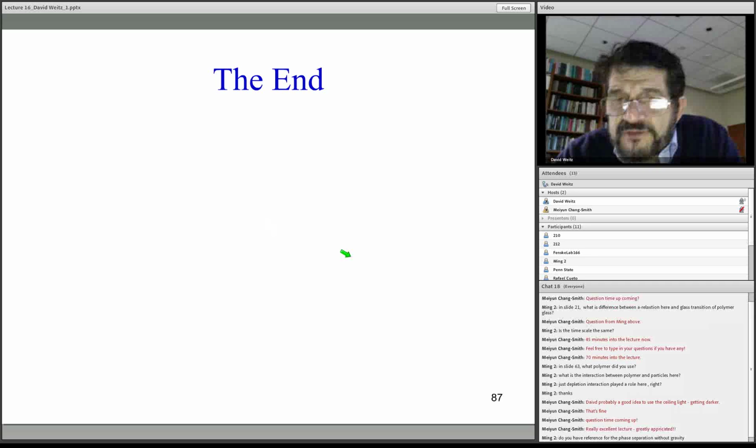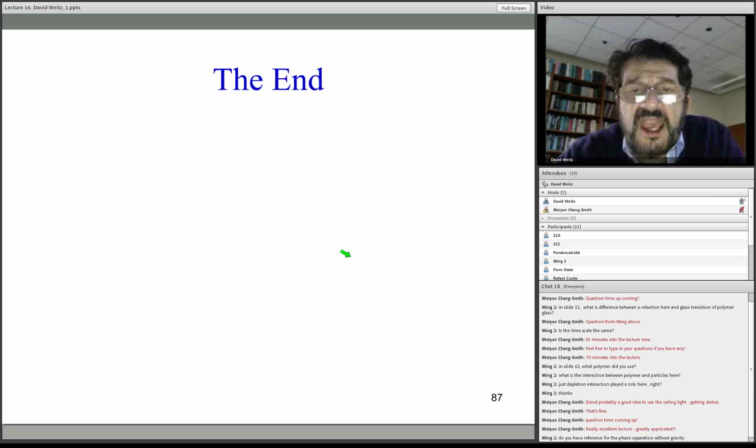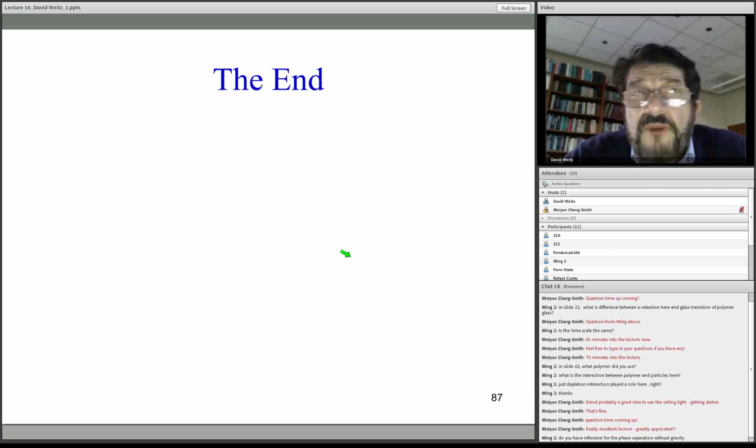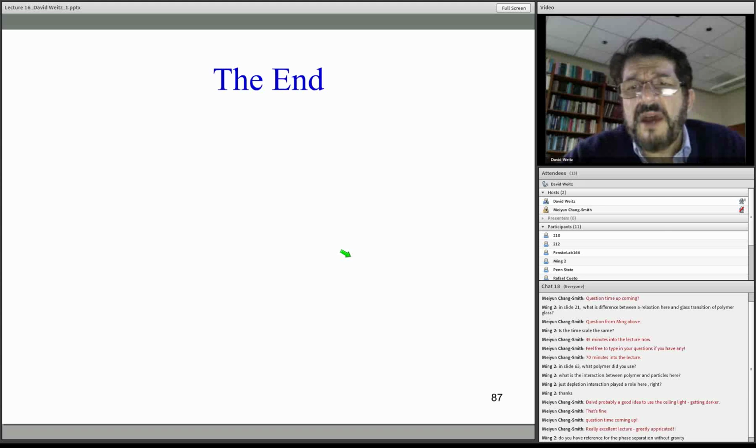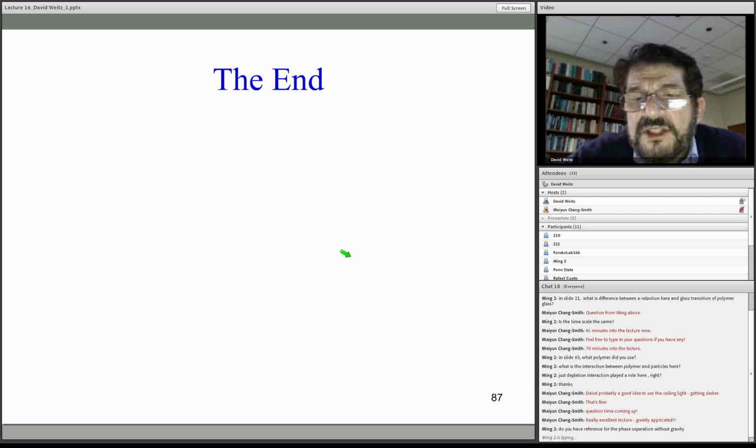Do you have reference for the phase separation without gravity? Yes. It's a paper published 5 or 6 years ago in PhysRev Letters. If you look on my website, I believe the first author was Bailey, B-A-I-L-E-Y, and it's in PhysRev Letters. If you look on the publication list of my papers, you would find it very easily. And if you can't, just email me and I'll send you the reference.